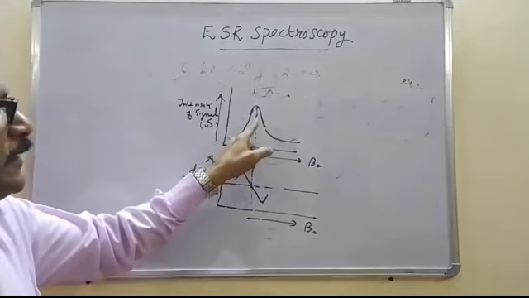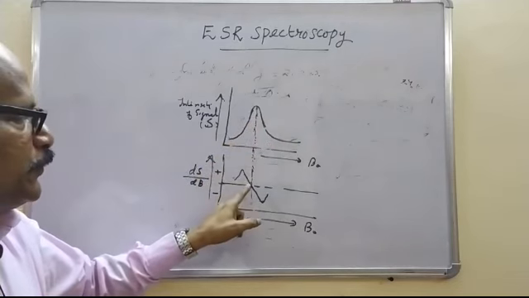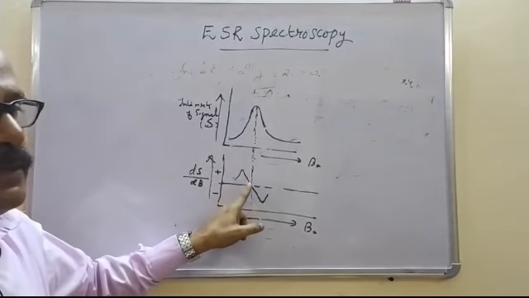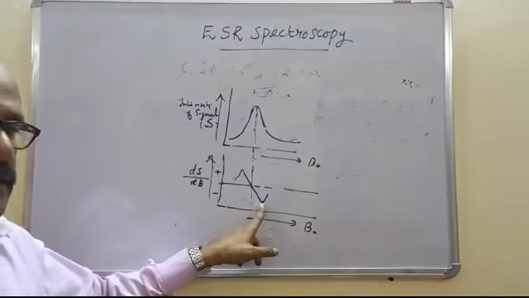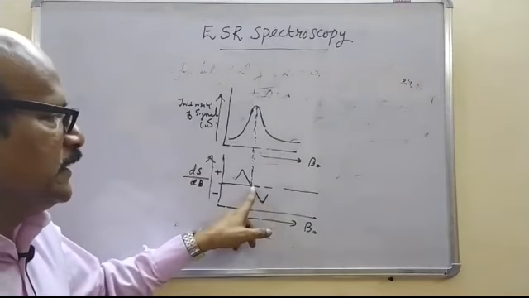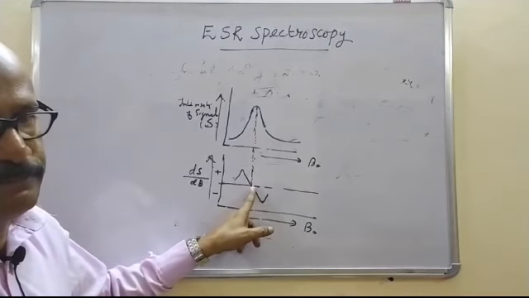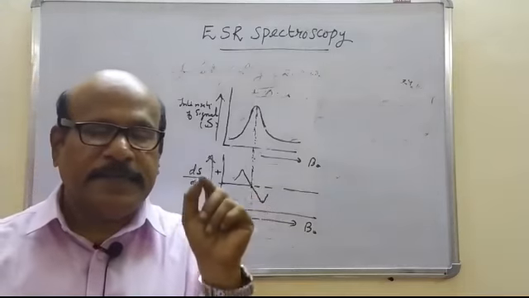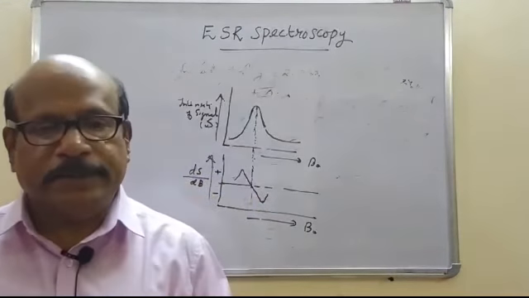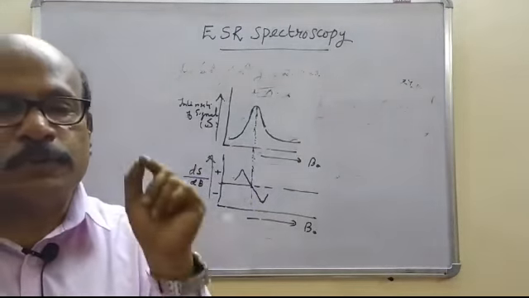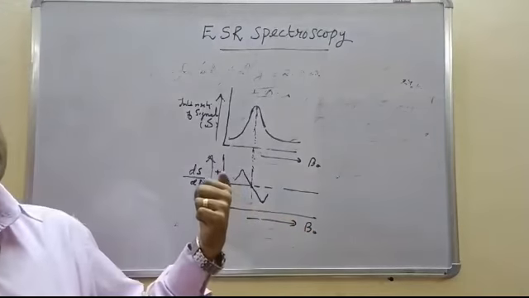Each absorption peak now corresponds to a maximum and a minimum, with the peak now standing on the abscissa. So there are as many maxima and minima as the number of peaks in an ESR spectrum.